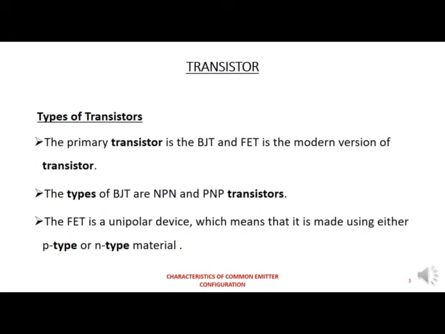Types of transistors: the primary transistor is the BJT, and the FET is the modern version of the transistor. The types of BJT are NPN and PNP transistors. The FET is a unipolar device, which means that it is made using either P-type or N-type material.